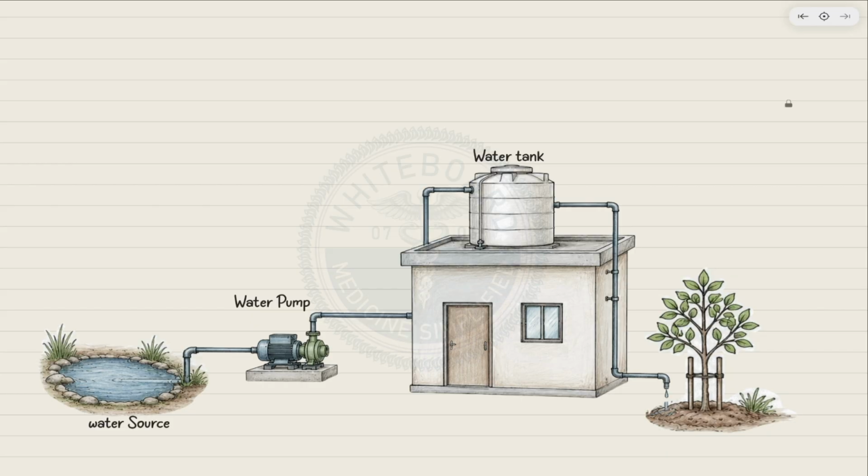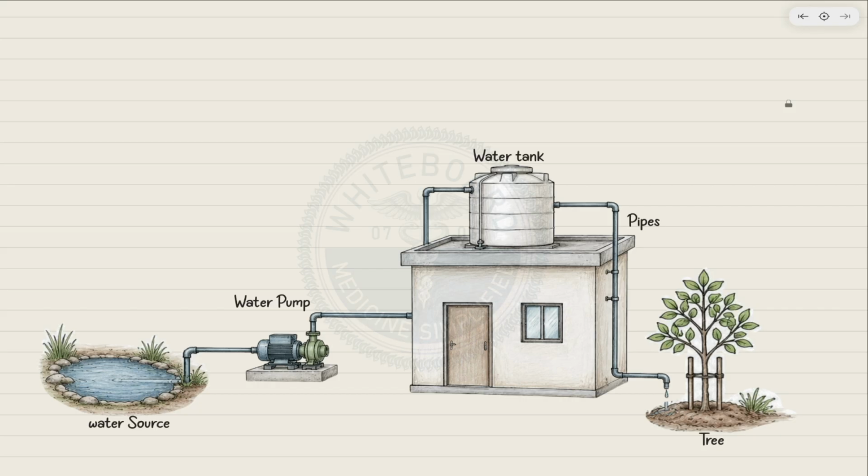Next, from this water tank, a network of pipes extends downward and travels all the way to the garden where the young tree is planted. Through these pipes, water flows steadily from the tank to the roots of the plant. Thus, the entire system works together as a chain. Groundwater acts as the source, the pump moves the water, the tank stores it, and the pipes deliver it to the plant.